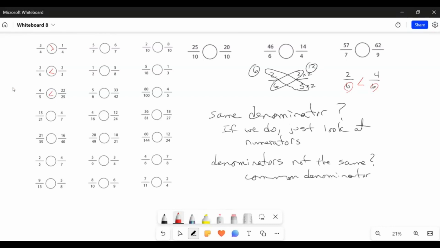Going down the page again. Some of these numbers may get big, so you can have a calculator out. That'll be fine. So we're going to multiply 7 times 15, and we get 105. That's 7 times 15. And then 21 times 4 is 84. So this is bigger.